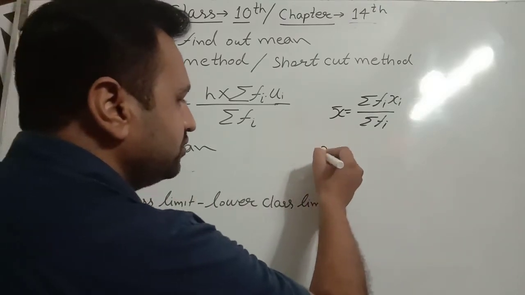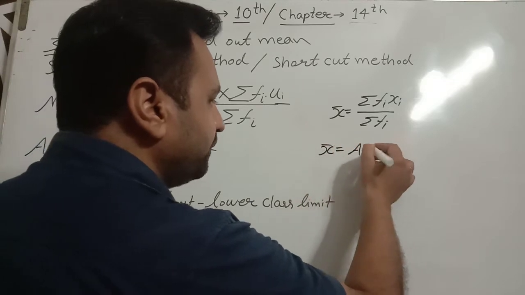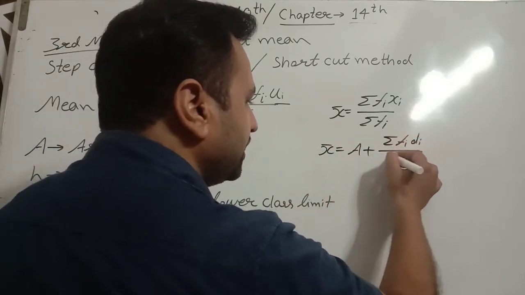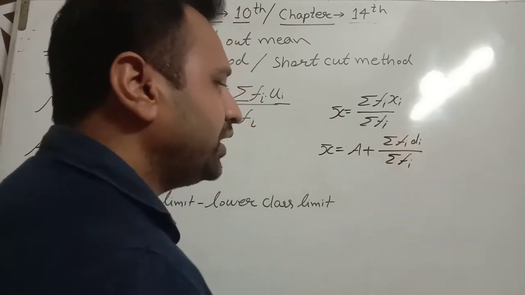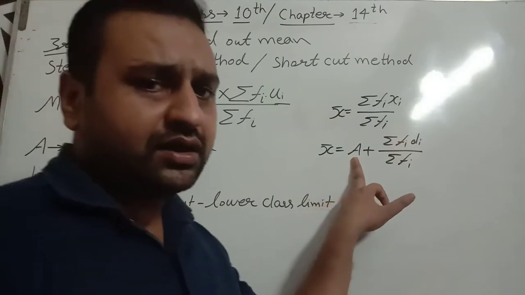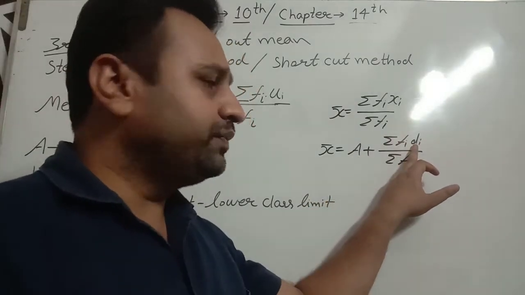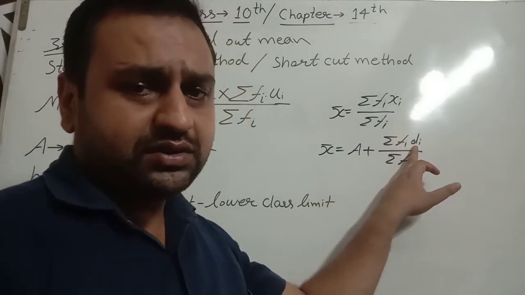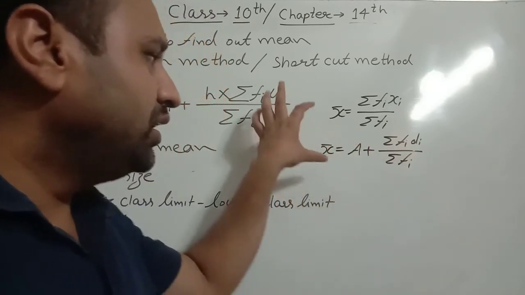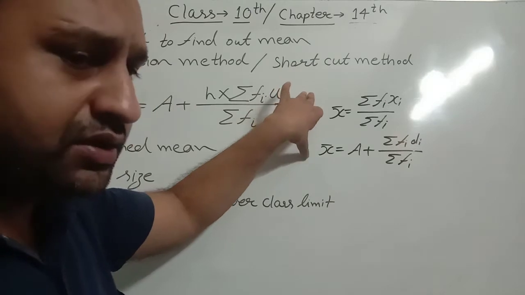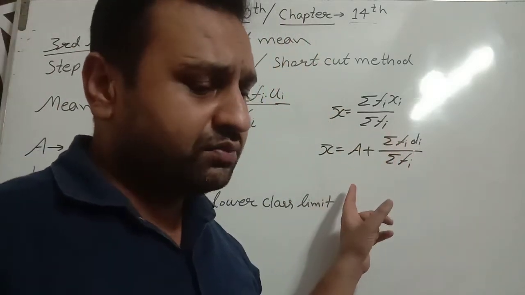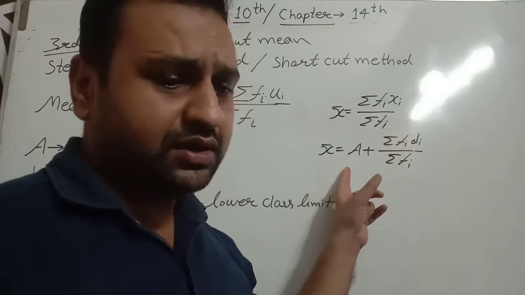Second method, assumed mean method: capital A plus, in the numerator sigma fi into di and in the denominator sigma fi, where capital A represents assumed mean, di represents deviation, which is xi minus A, and fi represents frequencies. On the basis of these two methods, we completed question number 1, in which we used the first method, and question number 2, in which we used the second method.